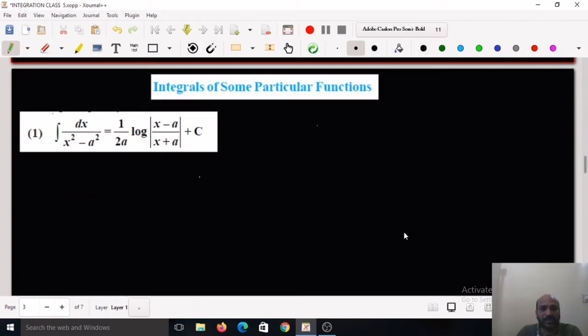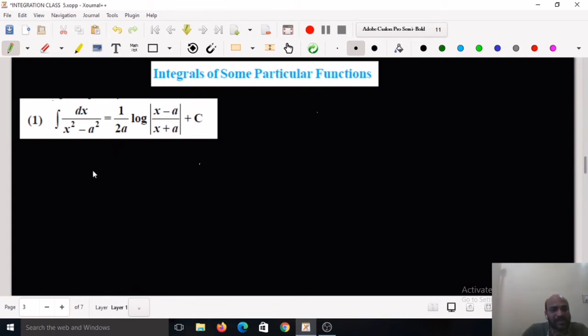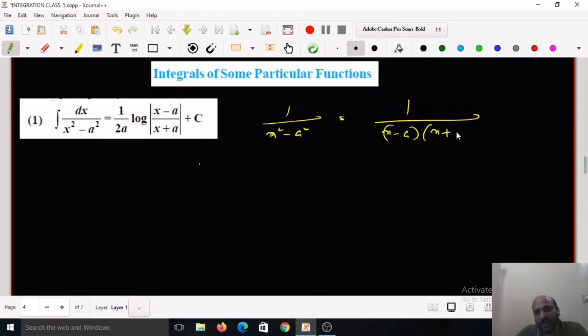Now we have to study 6 standard results. Very important formulas. First one is integration of dx by x square minus a square, where the denominator is a quadratic expression, is equal to 1 by 2a log mod of x minus a by x plus a, plus c. So here the integrand is 1 by x square minus a square. So this one you can rewrite as x square minus a square equal to x minus a into x plus a. This one you have to split into two functions.